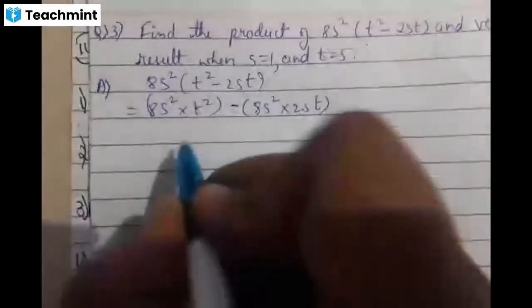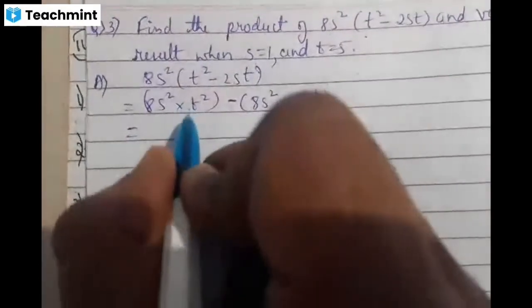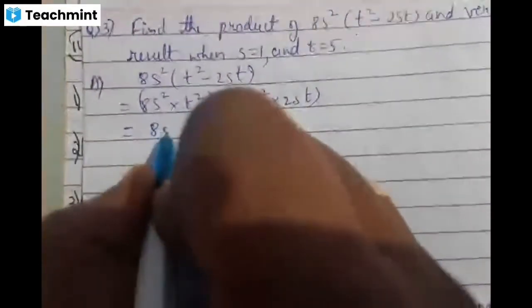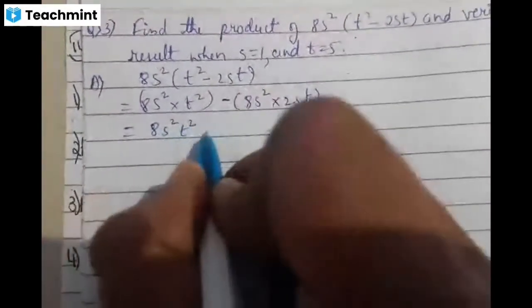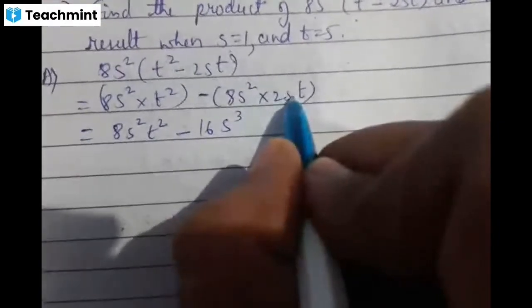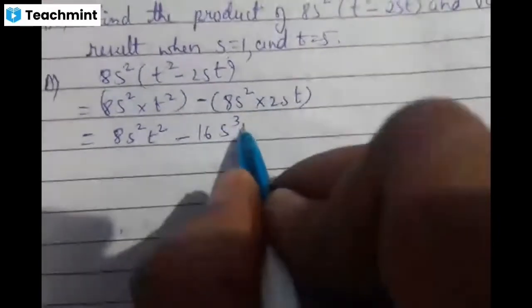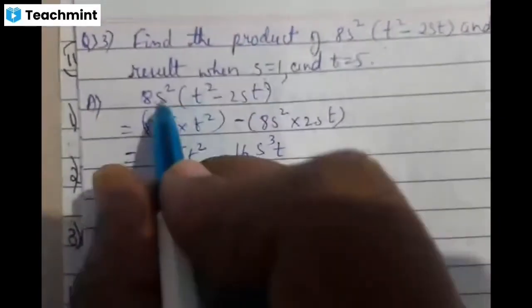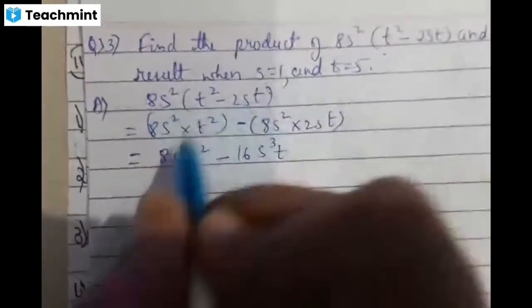Now, constants together, you have only one here. 8 ones are 8, s² t². Minus 8 twos are 16, children. s to the power of 3. s² into s is s³. t as it is. Now, we have multiplied a monomial with a binomial.